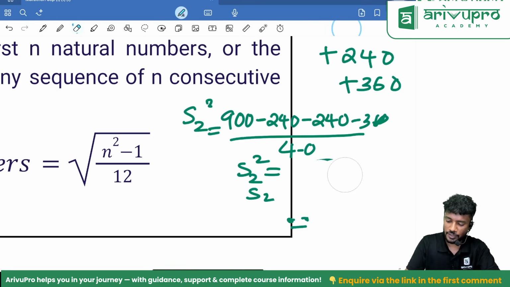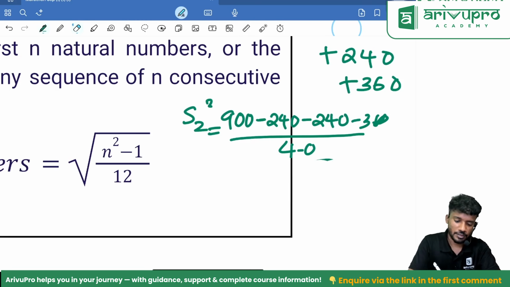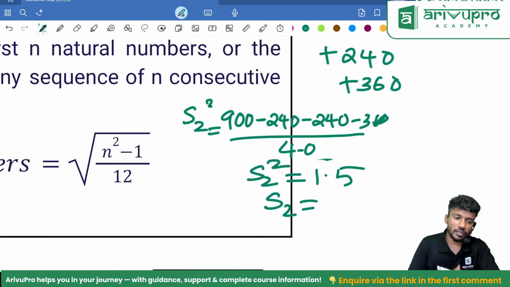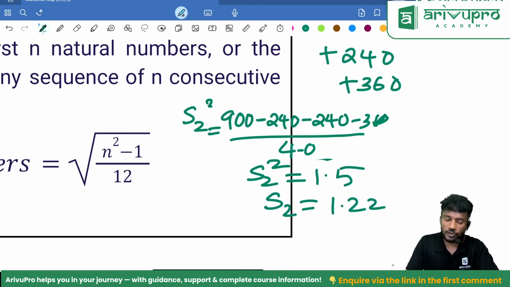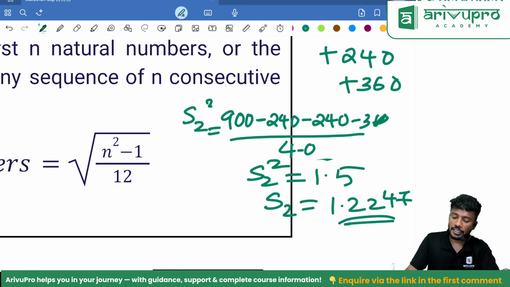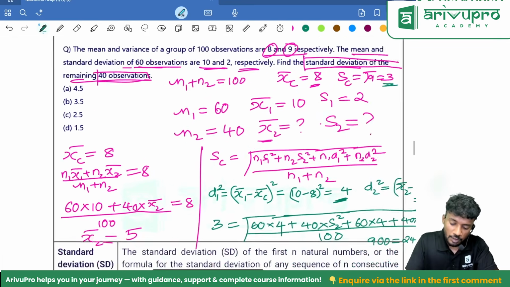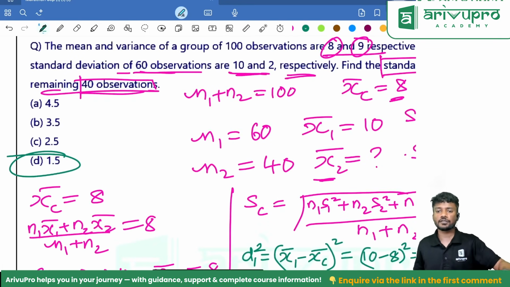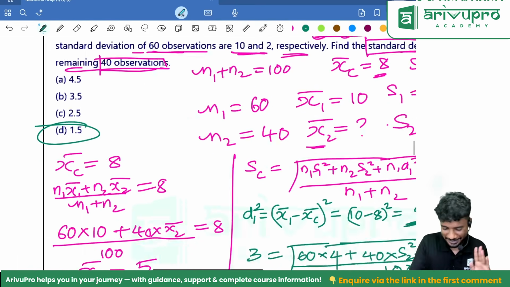Then why is everyone agreeing to that? S2 square is how much? 1.5. Then S2 is how much? Root of 1.5, that is 1.2247. S2 is how much? So there are no options, so option B. Okay, then it's fine. Okay, perfect.